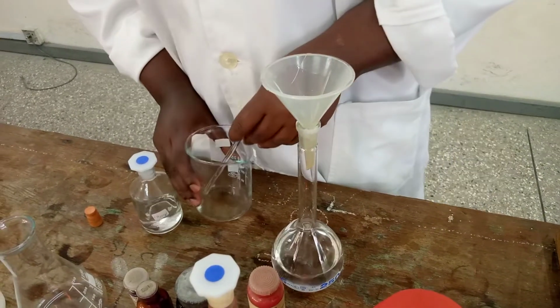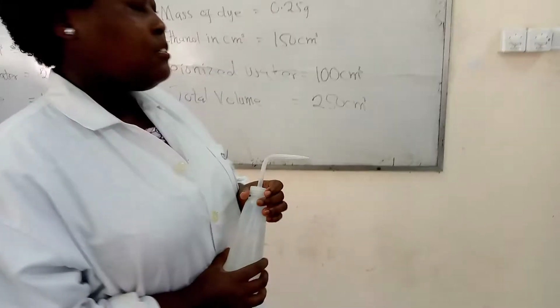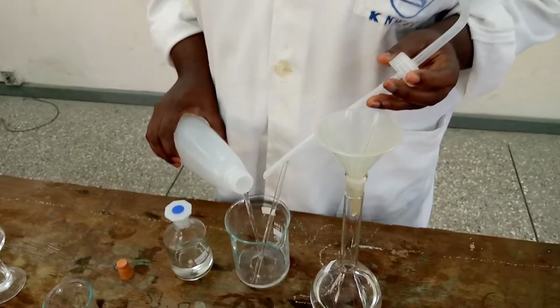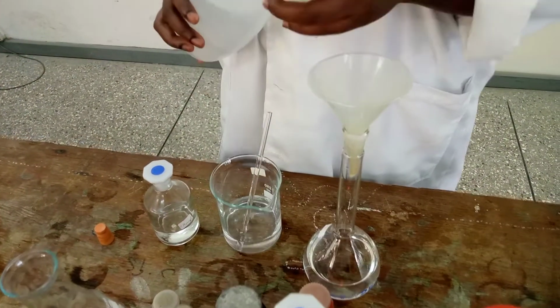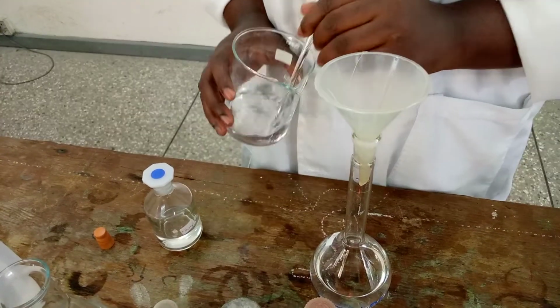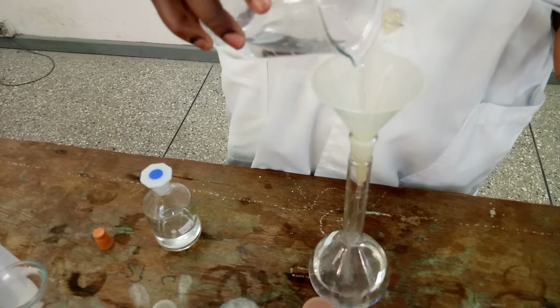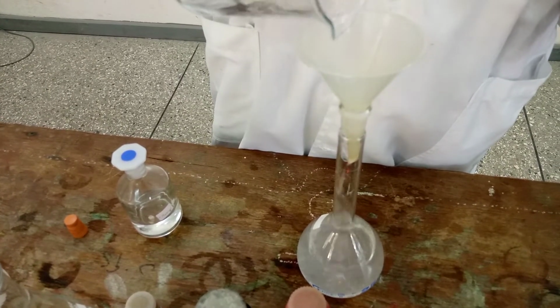So I have some traces of the powder in the beaker, so I'll add water to rinse it. We are to add 100 ml distilled or deionized water. Since we are preparing it in a 250 ml volumetric flask, the remaining water I will add is assumed to be 100 ml. So you rinse it nicely and add it to our phenolphthalein solution.